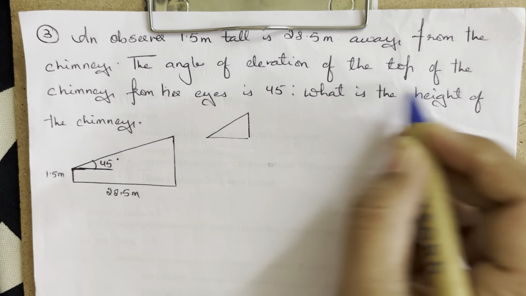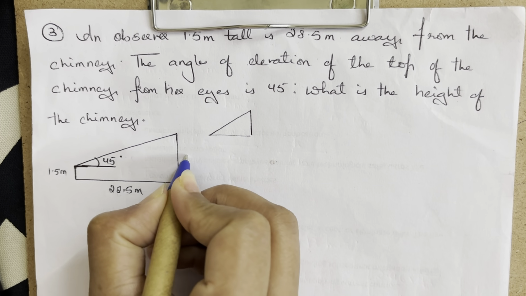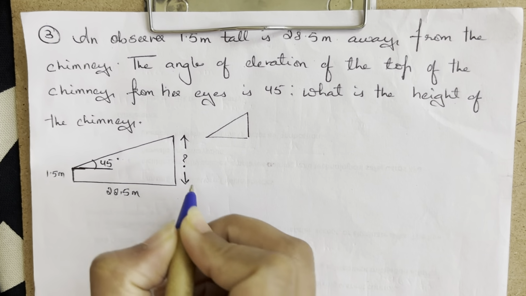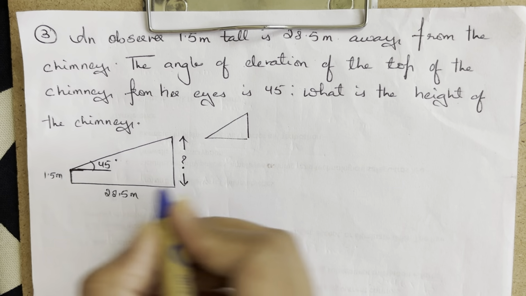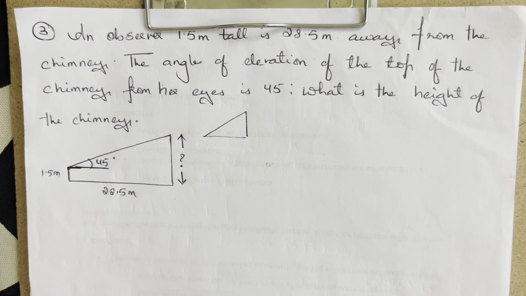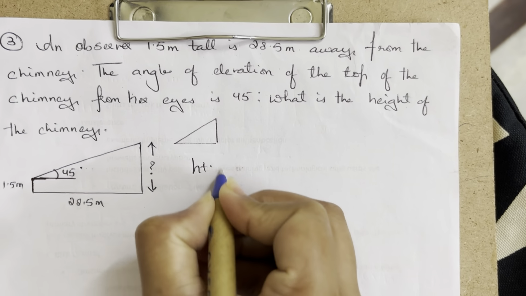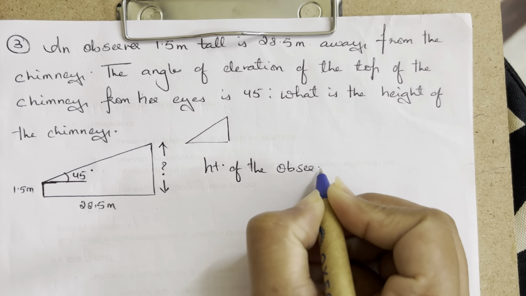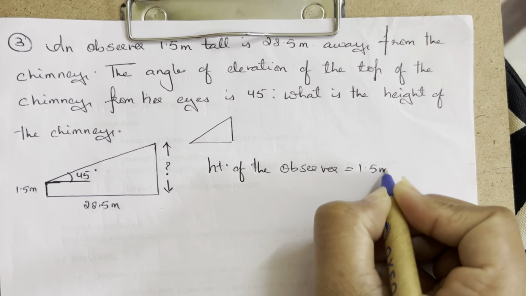Okay, what is the height of the chimney? So the chimney height is what I do not know. I have to find this out. So let's just start the solution. Now that the figure is completed, let's start writing the information that is given to us here. Considering the information given to us, the height of the observer, or the person, is going to be 1.5 meters high.